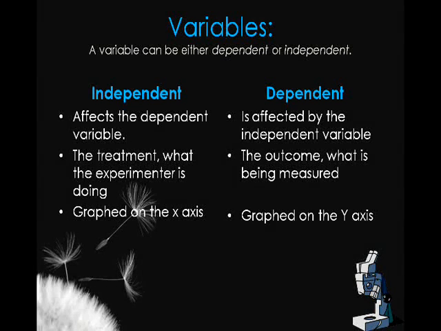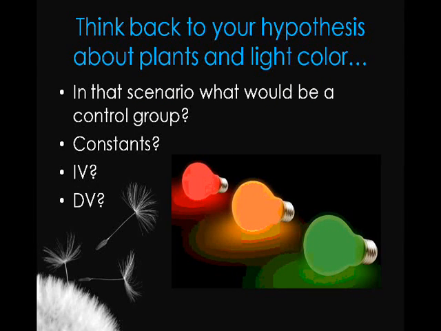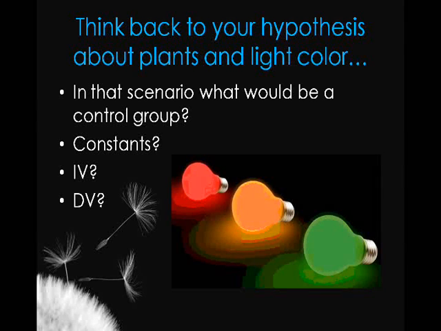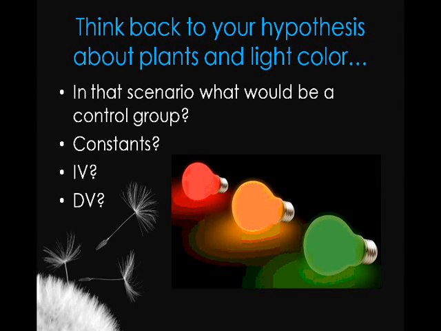When you're graphing, the independent variable is always graphed on the x-axis, and the dependent variable is always graphed on the y-axis. So if you're looking at a graph and asked to say which is the dependent and independent variable, you can tell just by looking at which is on which axis. Think back to the hypothesis that you just made about plants and light color. In this scenario, what would be the control group, constants, independent variable, and dependent variable? Think about this really quickly and then we will check your work.